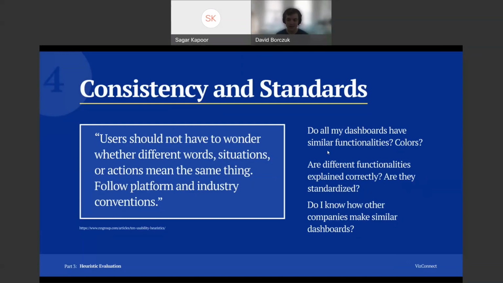So are different functionalities explained correctly, explicitly, and are they standardized? And you really want to make sure that if you change something that is similar, that has a certain state on one dashboard and it changes on another dashboard, that needs to be front and center so the user understands what's going on. Finally, if you know how other companies make similar dashboards or how similar dashboards that fit a certain function are, then you can replicate that, and it's going to help your user experience because people are going to expect where certain things are and how certain things work.